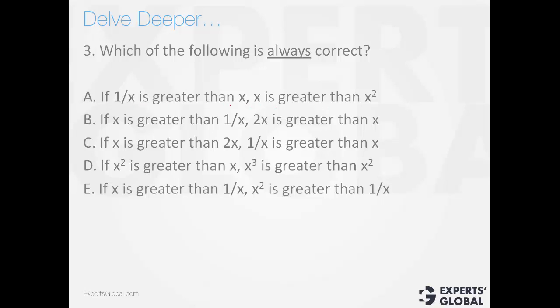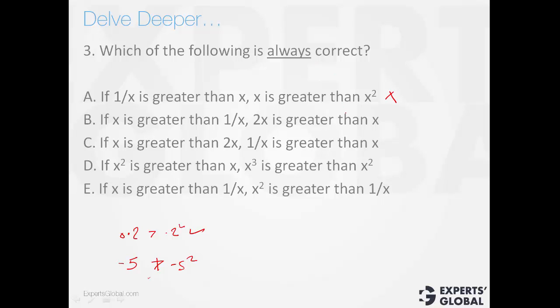1 upon x is greater than x. When is that possible? It's possible when x is a small positive number, a small fraction such as 0.2, 1 upon x would be 5, which would be of course greater than 0.2, or this is possible when x is a big negative number, for example -5. So 1 upon 5 will be a small negative number which would be greater than a big negative number. So these are the two cases. x is greater than x square. So 0.2 is greater than 0.2 square. Yeah, here it works. But -5 is not greater than -5 square. Here it doesn't work, and therefore option A is not always correct.